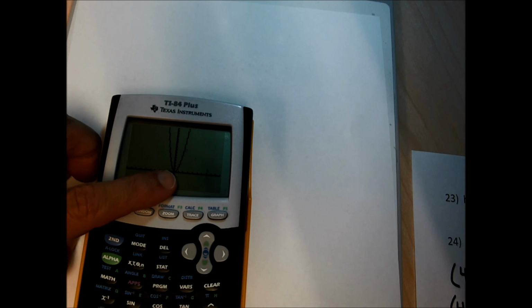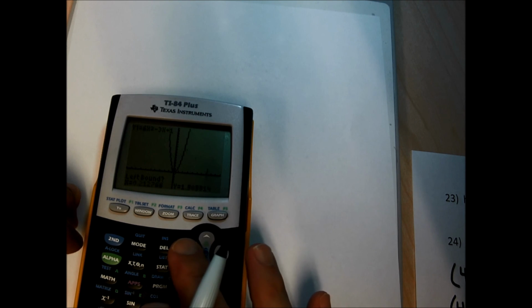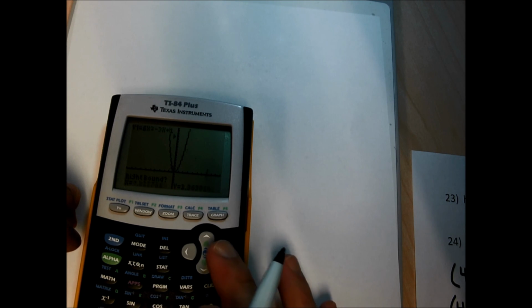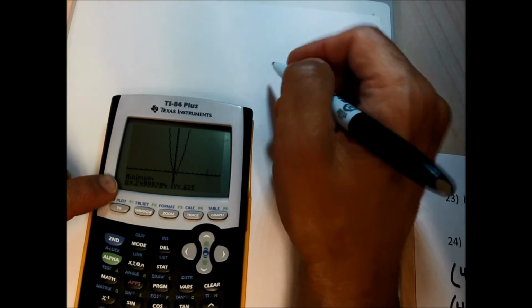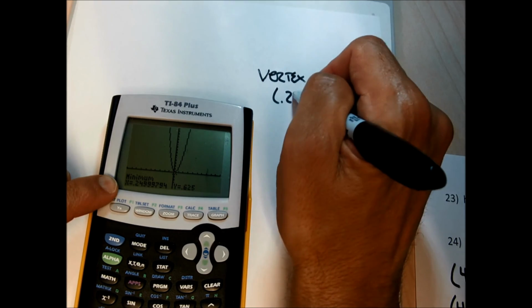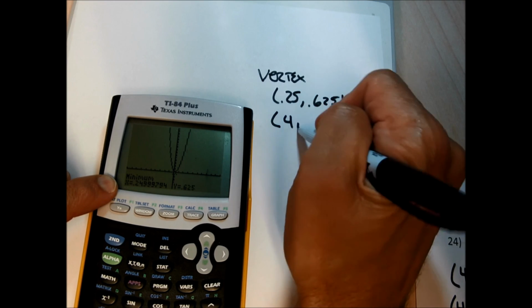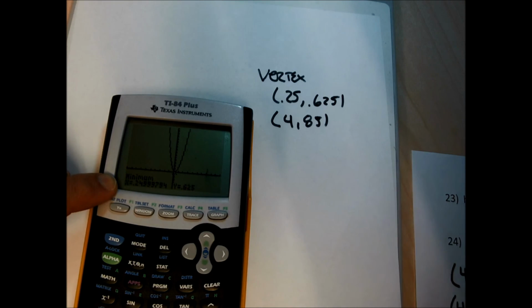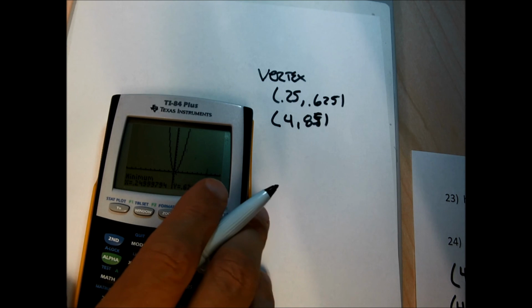So I'm going to try to find that vertex by going second calc. It's a minimum value. Trace to the left of that vertex and hit enter. Trace to the right of that vertex and hit enter, and get as close as I can to the vertex and hit enter. I think I'm going to round that to 0.25, 0.625. So on my graph, I'm going to draw a vertex at 0.25, comma 0.625, and then I'm going to fudge and get the point 4, 85 shown the best I can. It's not easy to put those on the same graph.